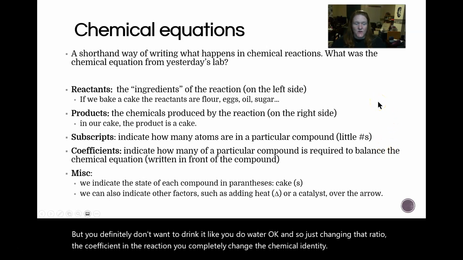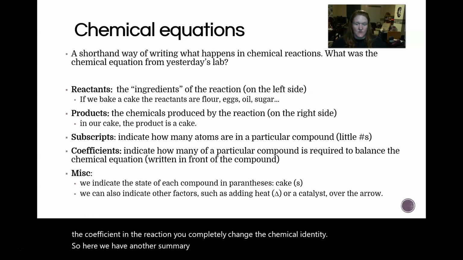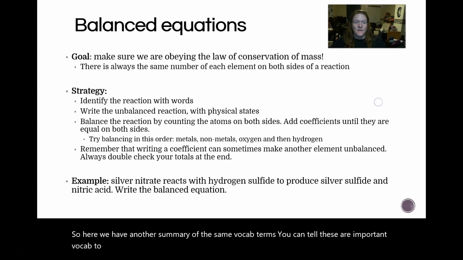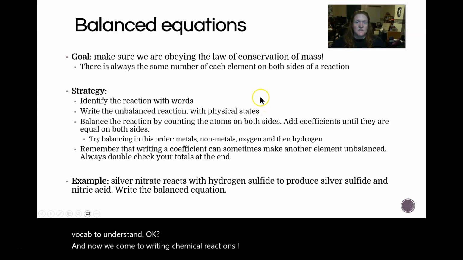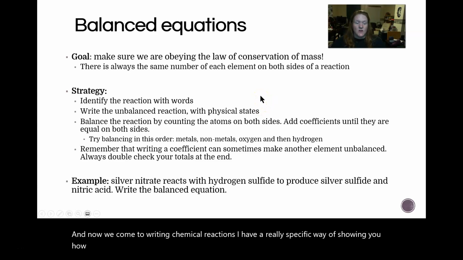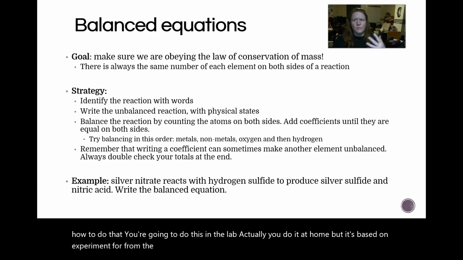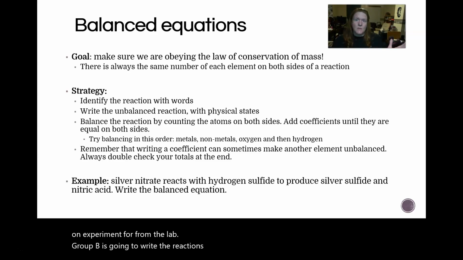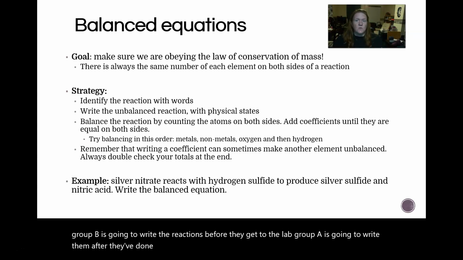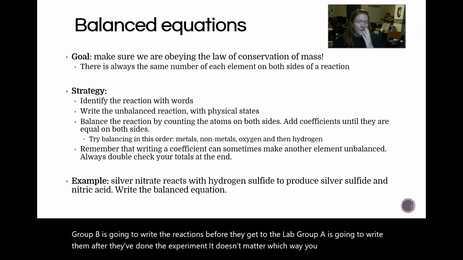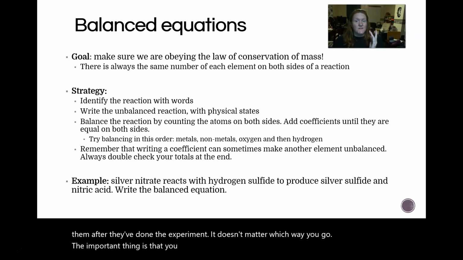Okay? So here we have another summary of the same vocab terms. You can tell these are important vocab to understand. Okay? And now we come to writing chemical reactions. I have a really specific way of showing you how to do that. You're going to do this in the lab. Actually, you do it at home, but it's based on experiment 4 from the lab. Group B is going to write the reactions before they get to the lab. Group A is going to write them after they've done the experiment. It doesn't matter which way you go. The important thing is that you can figure out what state everything has.